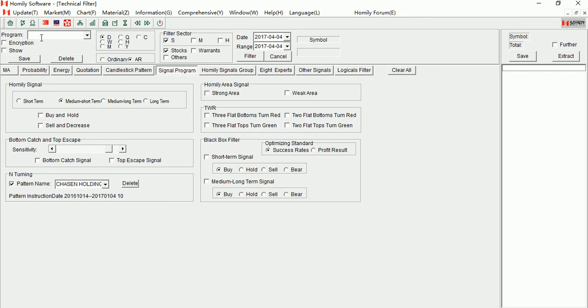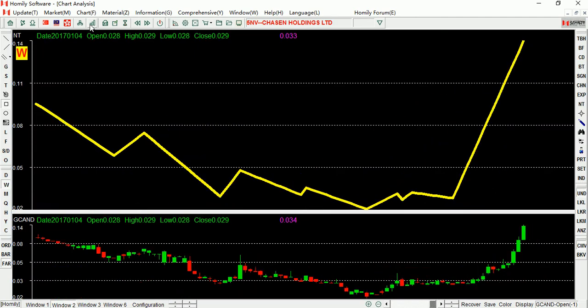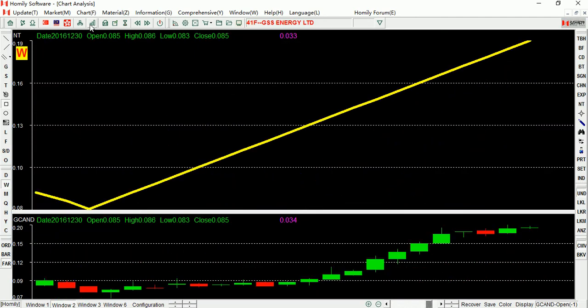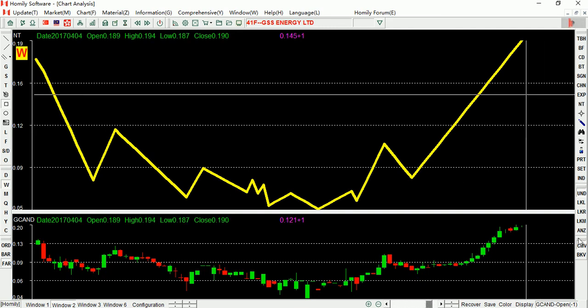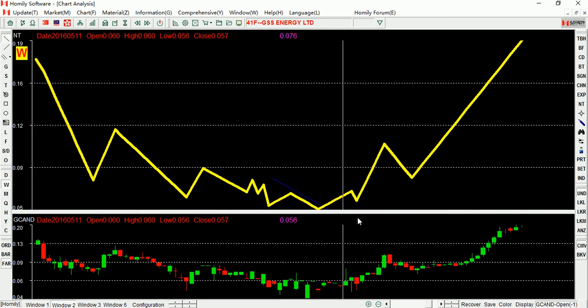So if we want to filter some stocks with a certain pattern, maybe we see here, this one. I want to find the pattern like this. You just click NT, select. So I want to find this pattern.